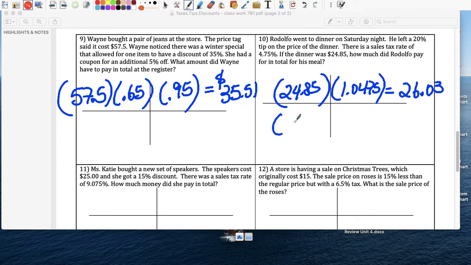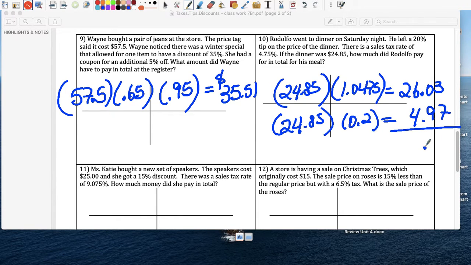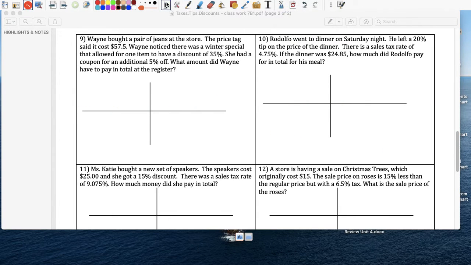Now I have to do the tip. The tip is 20%, so 24.85 was my food, right? And then I'm going to leave 20% of that value, so let me multiply that by 0.2. And 24.85 times 0.2 is $4.97, giving me a grand total of $31. Still not that bad. I mean, guys, we're doing this really fast, right?